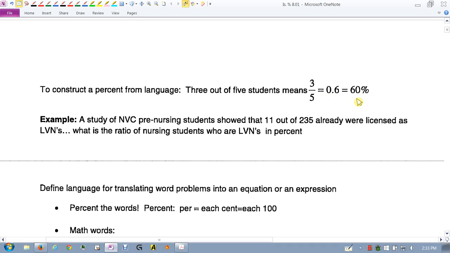One of my friends has a shirt, and I think it says 5 out of 4 students hate math.